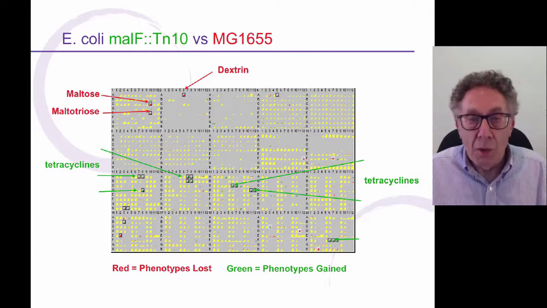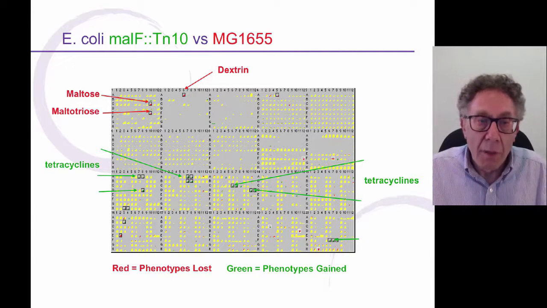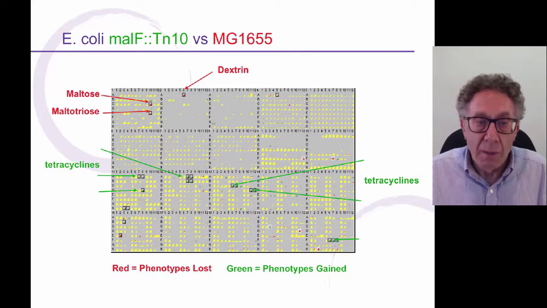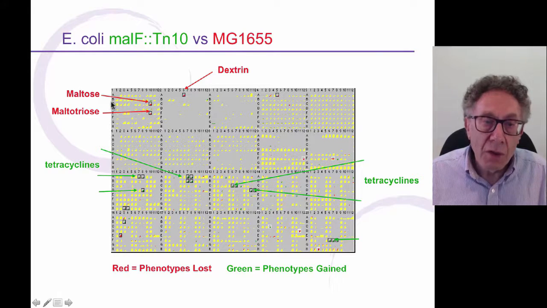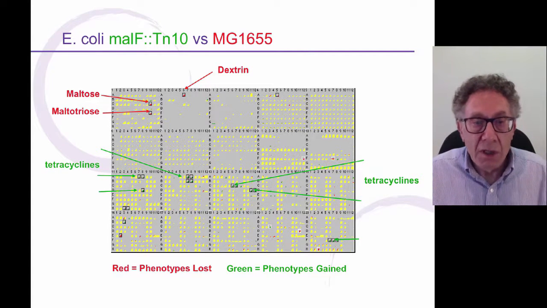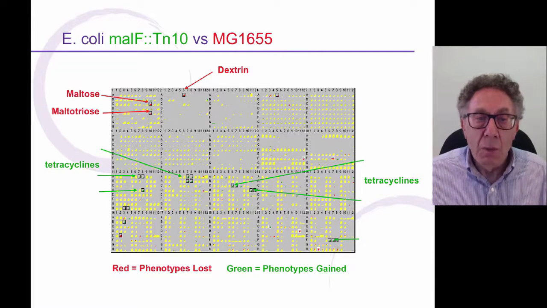So let's start here with a real example, a simple example with an E. coli bacterium, where we made a knockout of a gene called malF, and this gene happens to be a transporter for the sugar maltose. So we expected when we knocked out this gene that we would see loss of metabolism of maltose. And in fact, that is what we saw. But in addition, we also saw loss of metabolism of maltotriose and dextrin, which happen to be the same sugar as maltose, but just a longer chain length. So this is telling us that the maltose transporter will transport all of these. When you knock it out, it loses the ability to metabolize these sugars.